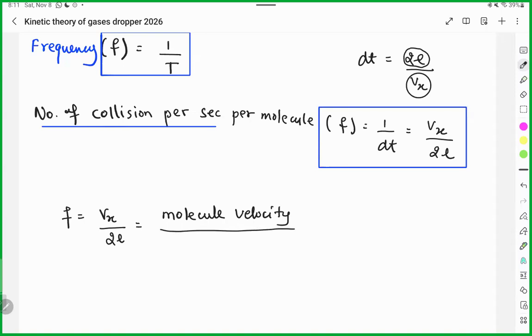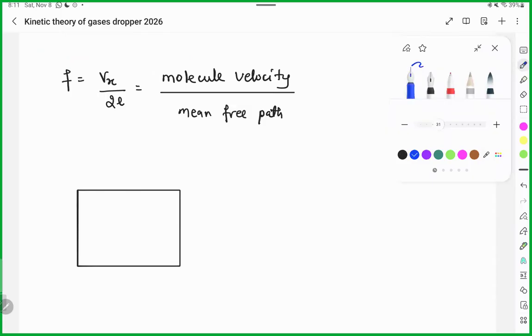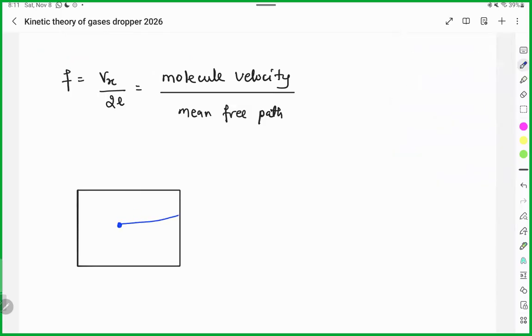And what is this 2l? मीन फ्री पाथ। मीन फ्री पाथ का सिंपल सा मतलब होता है दो कोलिजन के बीच में मॉलिक्यूल ने कितना डिस्टेंस ट्रेवल किया। ठीक है, मान लो हमारे पास ये space. We have this space. This gas molecule strikes here. ठीक है, then it strikes there. तो यहाँ पे मीन फ्री पाथ क्या होगा? ए टू बी के बीच में जो डिस्टेंस है वही है। दो सक्सेसिव कोलिजन में कितना डिस्टेंस होता है? दैट इज मीन फ्री पाथ.